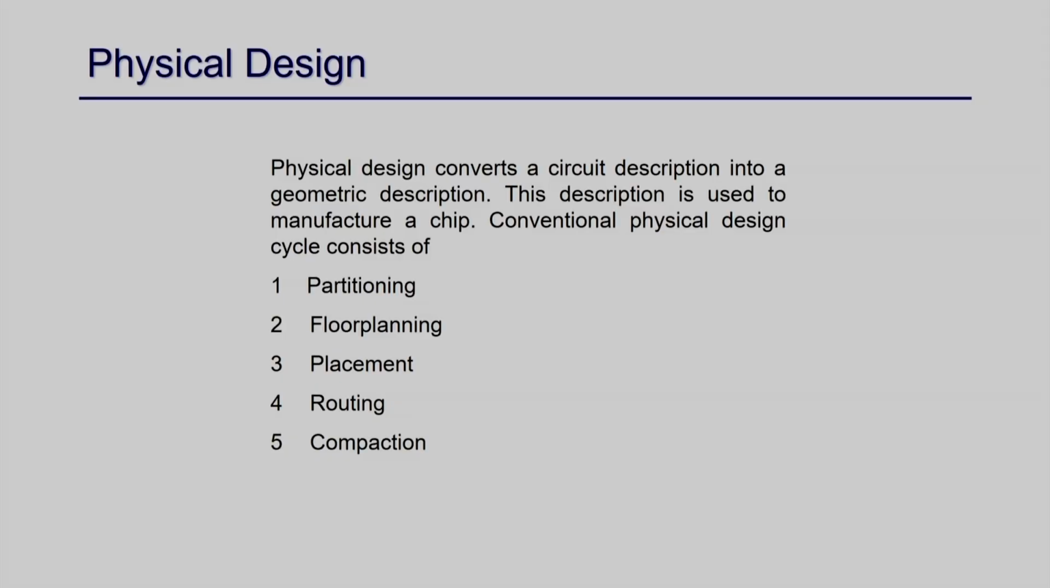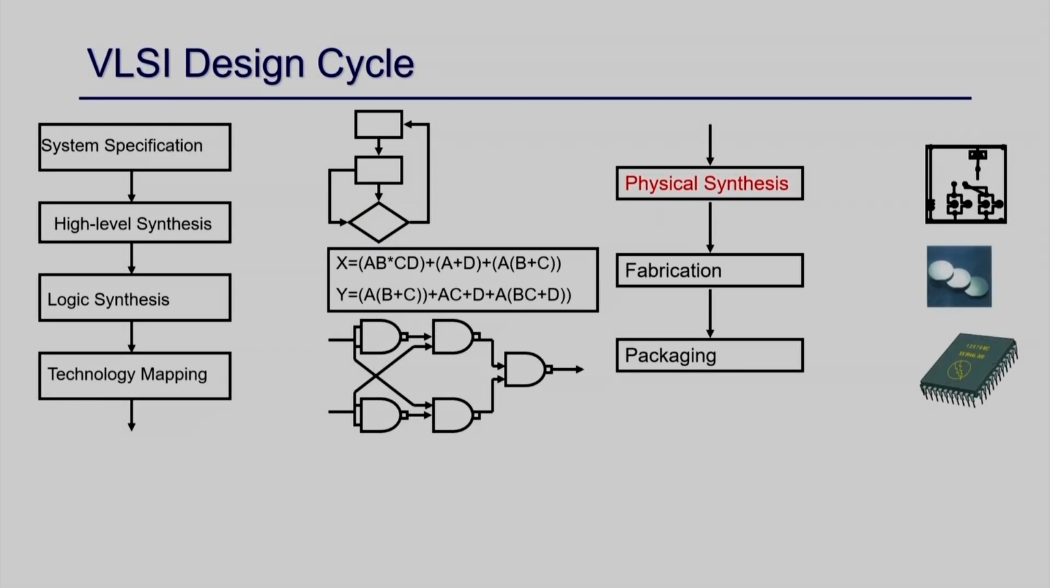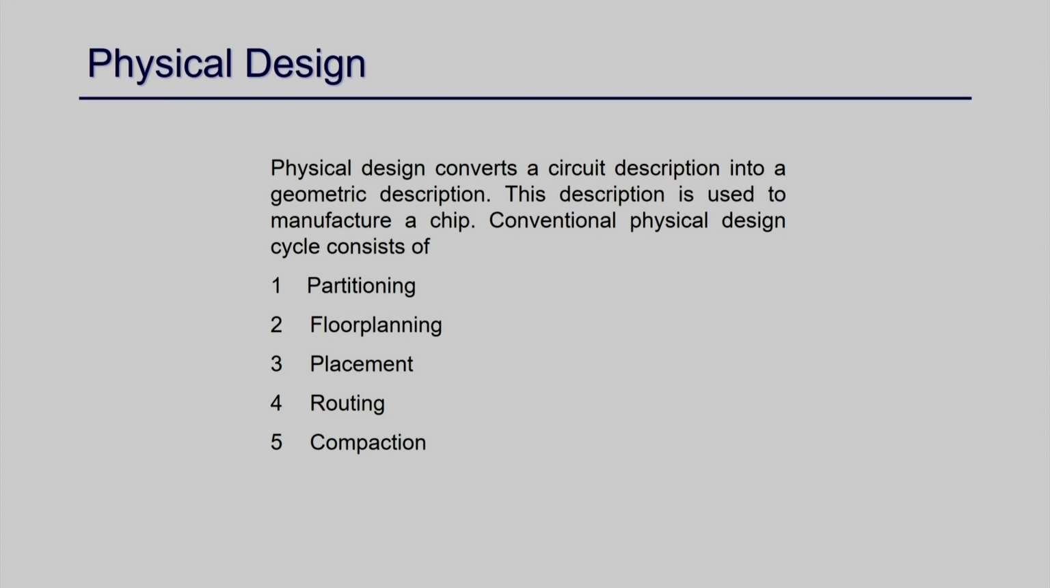So let's go into these physical design steps. In physical design, the sub steps are partitioning, floor planning, placement, routing, and finally compaction. We are going to talk about partitioning, floor planning, placement and routing. What are they, and what is the objective of these sub steps, right?